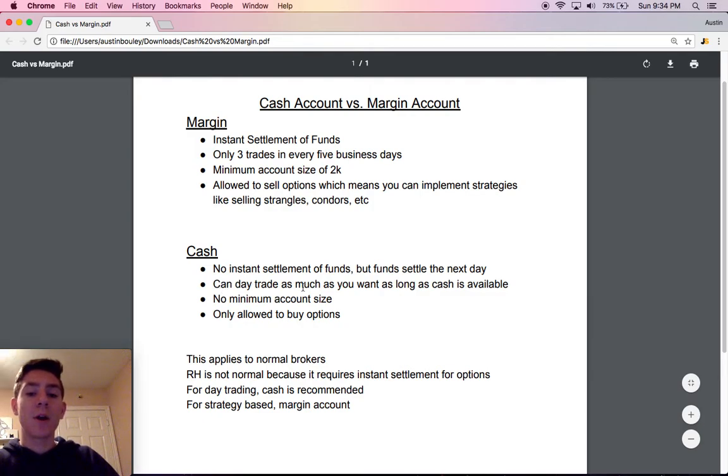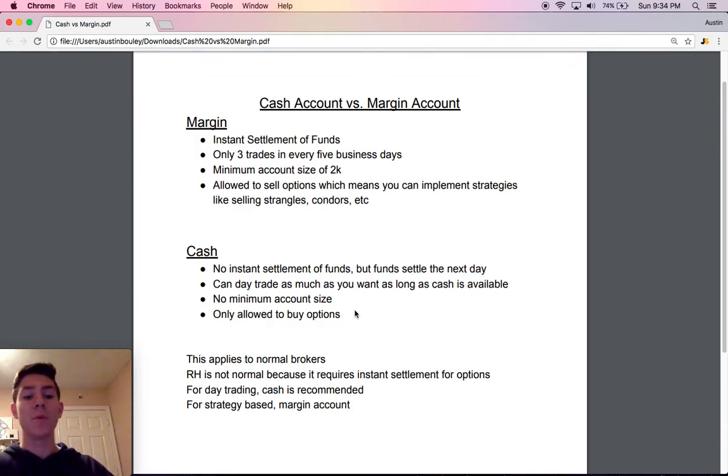You can day trade as much as you want as long as you have cash available. There's no minimum account size, and you're allowed to buy options only. That is okay because when you buy options, you have limited risk. You're only risking the amount you pay for the contract.